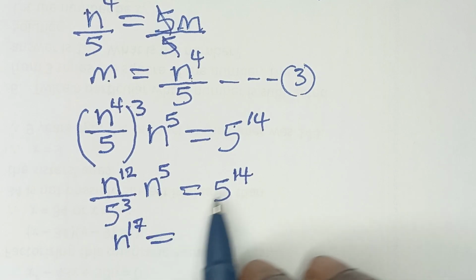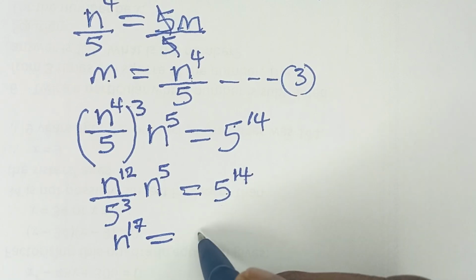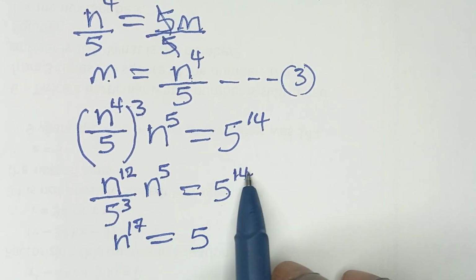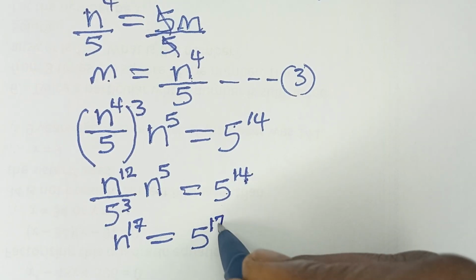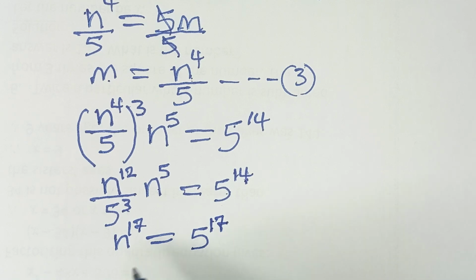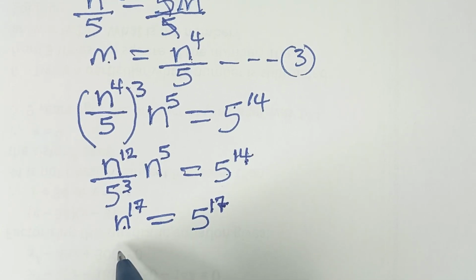And then 5 raised to power 3 multiplied by 5 raised to power 14. Since they're also multiplying, I'm going to add their powers. Don't forget their bases are the same, 5 and 5, so you add their powers according to the laws of indices. So 3 added to 14 will give me 17, so I have 5 raised to power 17. Since their powers are the same, it also means that their bases are the same. So I can conclude that n is equal to 5. This is the value for n.